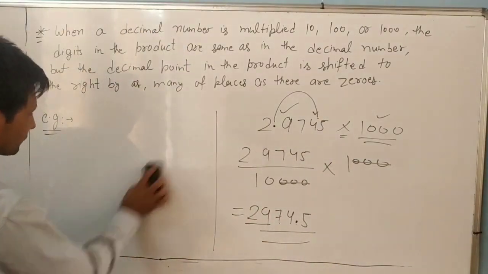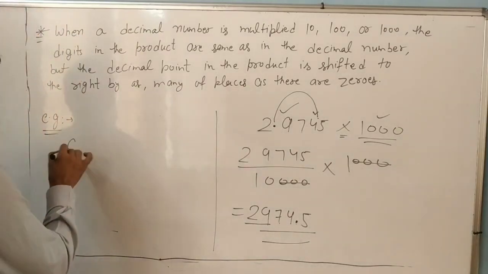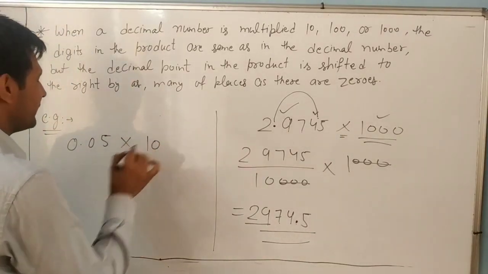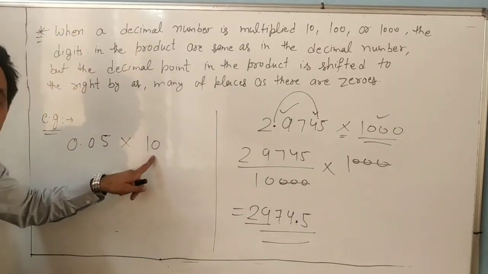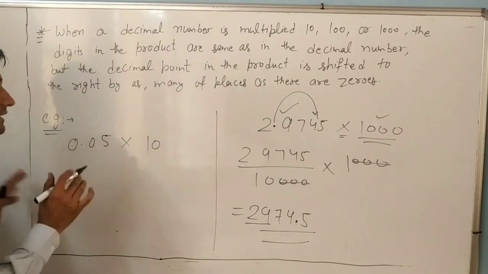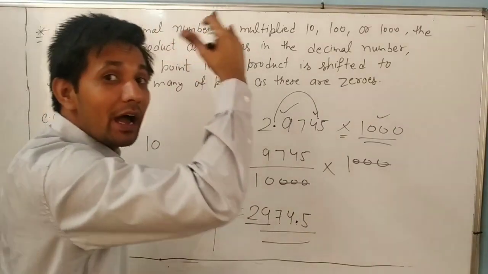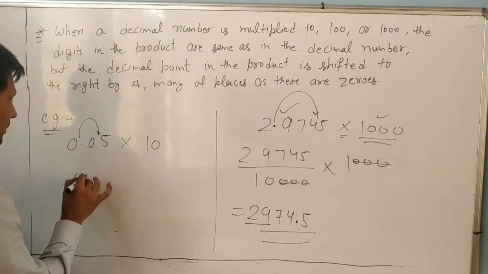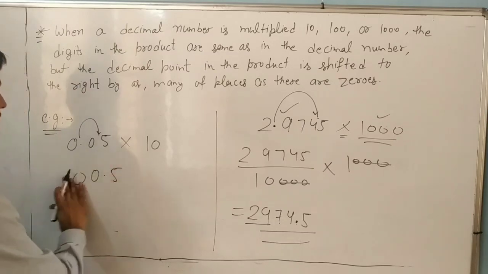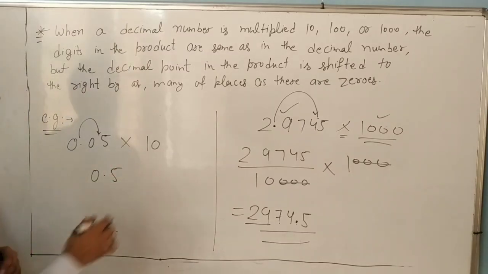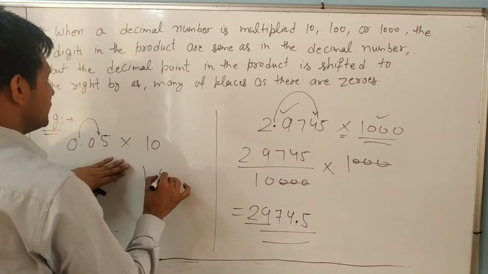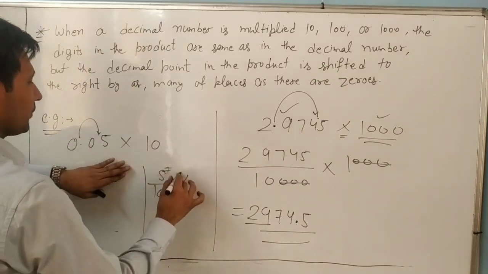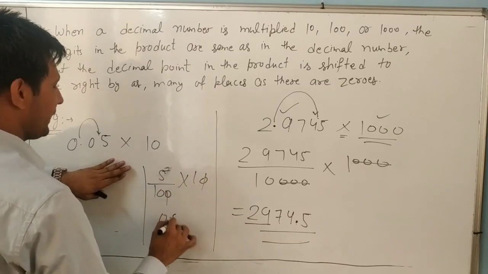One more example, dear. Look, if I write directly 0.05 multiplied by 10, we know how many 0s in 10? 1. So the decimal is shifted 1 digit to the right side, so it moves from here to here, and the answer is 0.5. Otherwise you can solve it by removing the decimal, 5 into 10, so it is 0.5.